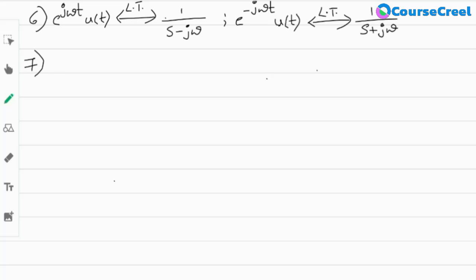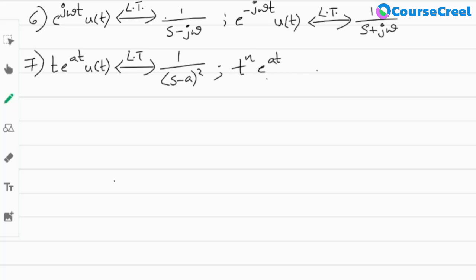The next Laplace transform pair is Laplace transform of t into e power at u of t, which is equal to 1 by s minus a whole square. So from this we can generalize Laplace transform of t power n e power at u of t as n factorial by s minus a whole to the power of n plus 1.